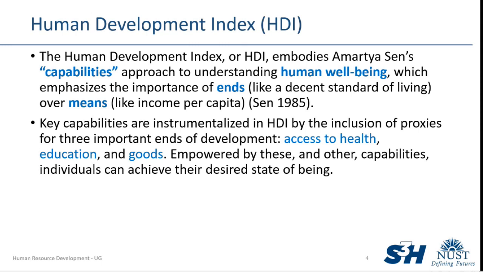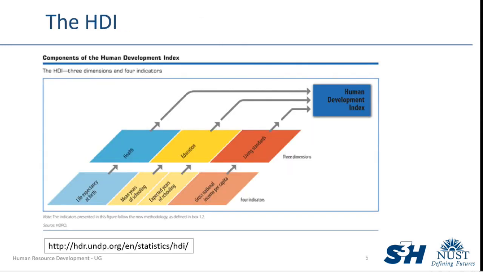There should be an index that is a composite of all these three different things. So the Human Development Index here is made up of health, education, and living standards. Health is measured by life expectancy at birth. Education is measured by mean years of schooling, which means the average years of schooling in a country. And education also has two indicators.